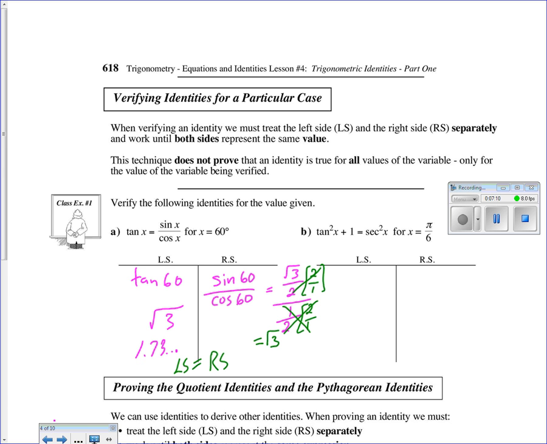We'll try out that first trigonometric identity. Take the tan of pi over 6. So let's see if you can remember what the pi over 6 values are.